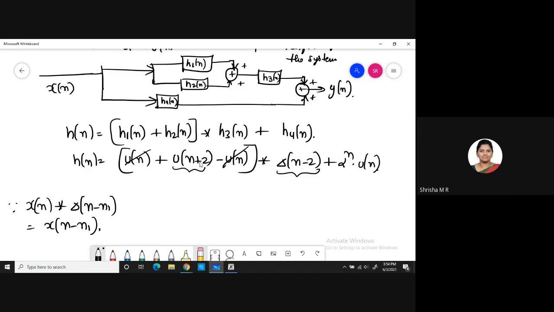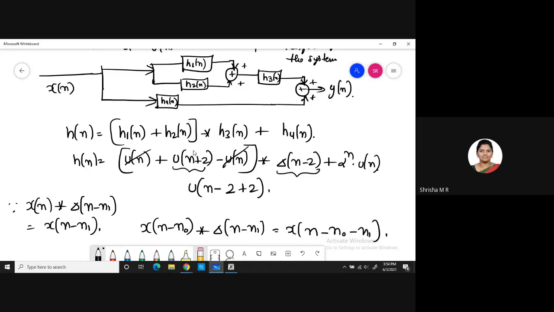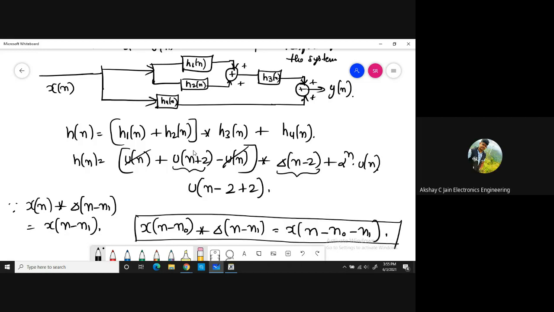This is your x of n. This is delta. What do you get if you convolve these two? u of n minus 2. What about the plus 2? So you'll have u of n minus 2 plus 2. Did you follow? Take this example: x of n minus n naught convolved with delta n minus n1. What will you write? x of n minus n naught minus n1, correct? Yes or no?